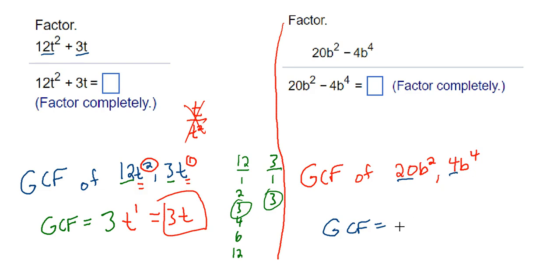And if you think 2, that is a common factor. 2 does divide into 20. 2 does divide into 4, but it's not the greatest common factor. The biggest number that divides into both 20 and 4 is the number 4. So again, if you made a list of factors, here we have 20. The factors of 20 would be 1, 2, 4, 5, 10, and 20. And the factors of 4 would be 1, 2, and 4. And you want the largest factor they share in common. It's 4, not 2.